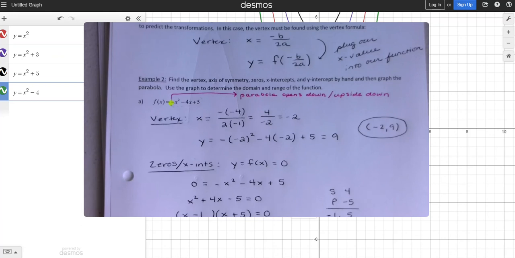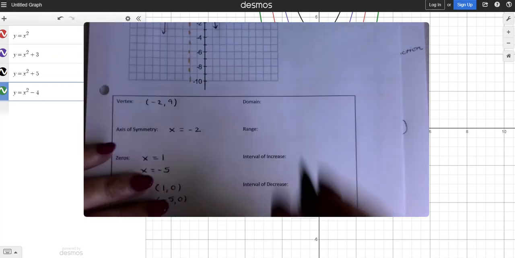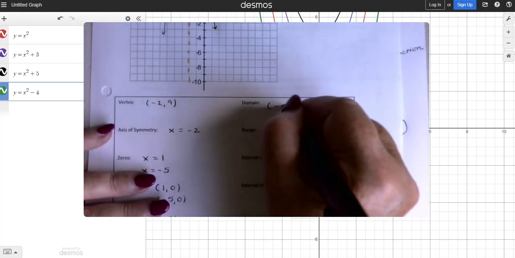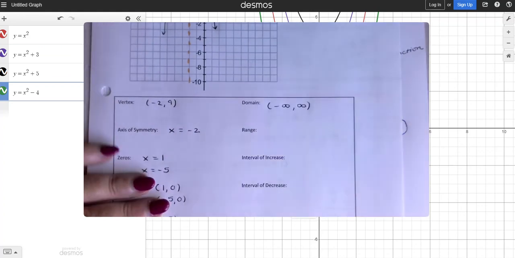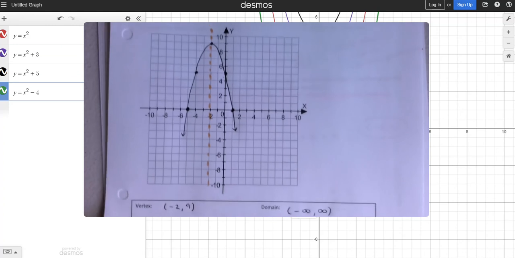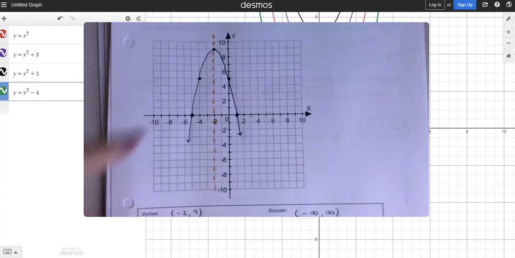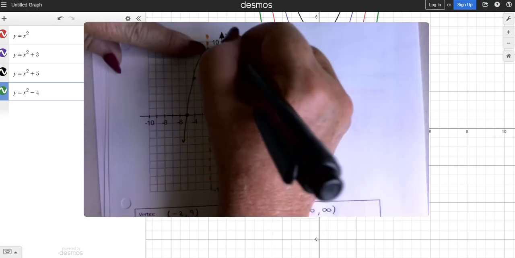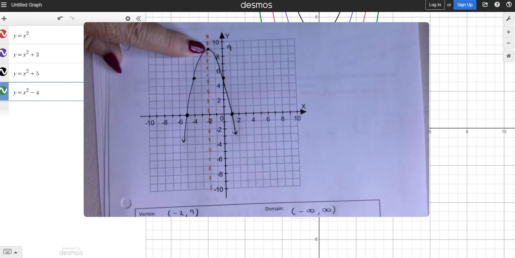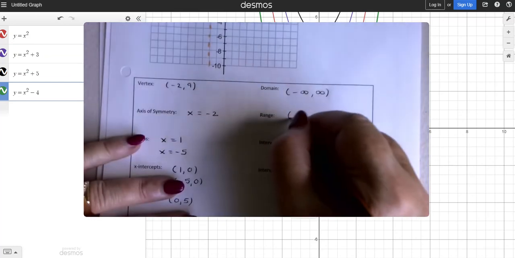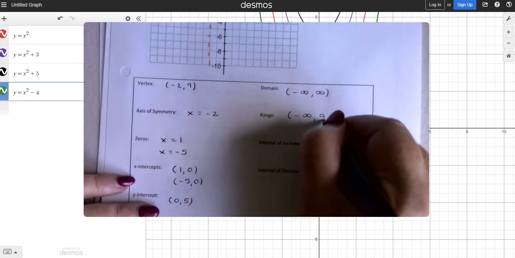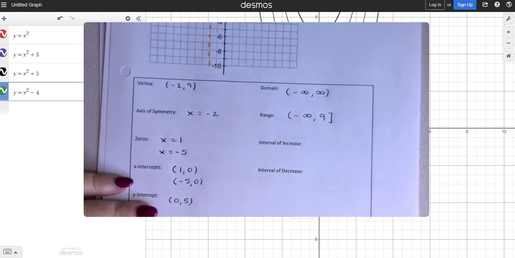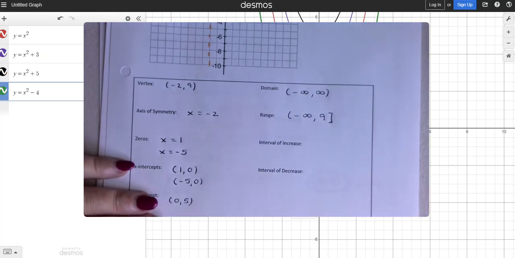All right, let's finish out our little chart. We want domain and range, and again, as always, for parabolas, our domain will be negative infinity to infinity. As far as the range is concerned, this keeps on going down, so negative infinity, but the largest y value here is at 9. So my range will go from negative infinity to 9 with that square bracket. Include the 9.